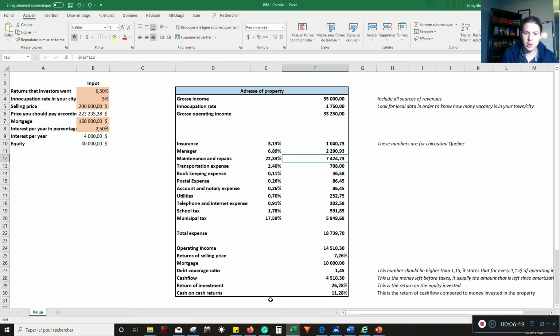And let's look at the cash on cash returns, 11.28%. This means you have $4,510 on $40,000 of equity. You're making cash on cash returns of 11.28%.